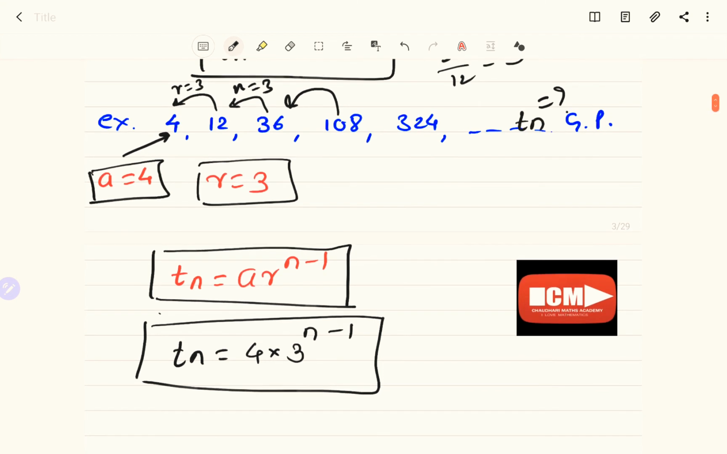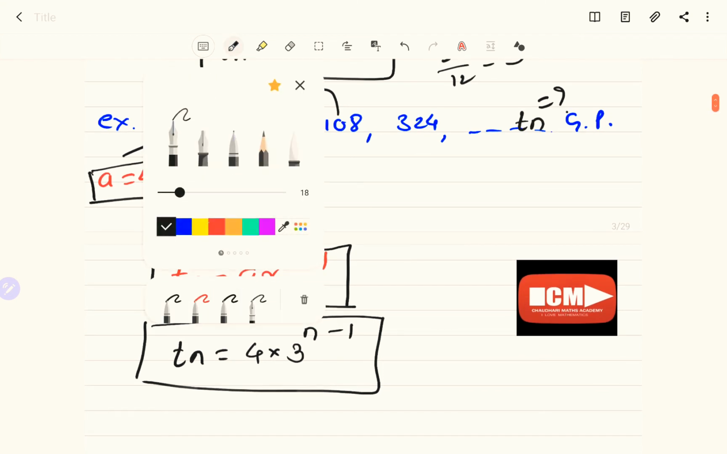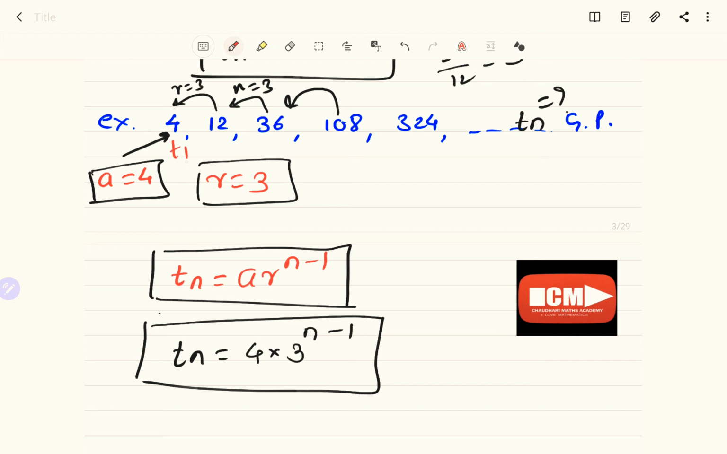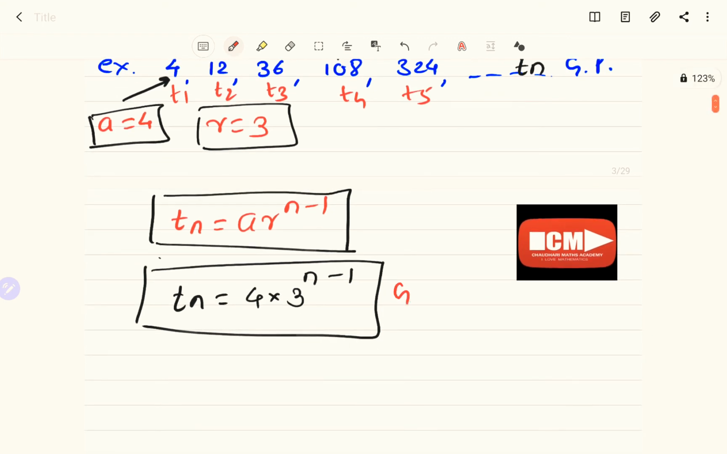Now let's indicate this 4 as the first term, that is T1, T2 is 12, T3 is 36, T4 is 108, T5 is 324. Now, why is this nth term also called the general term?